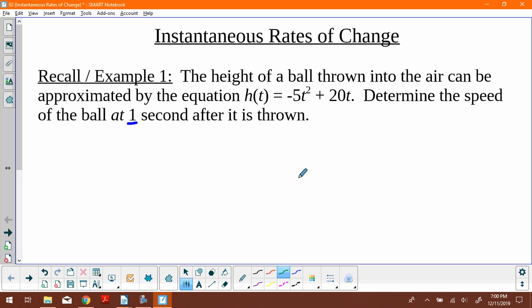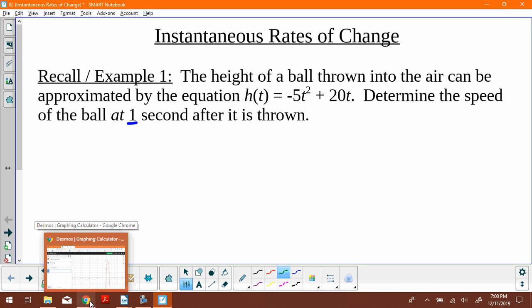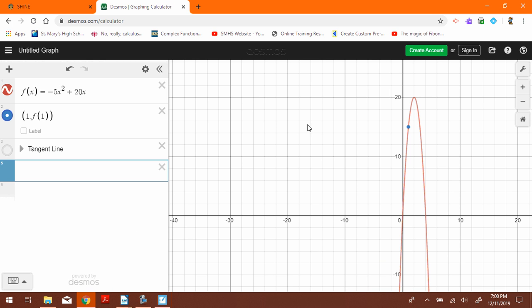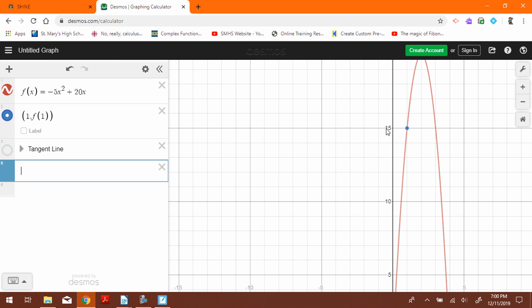So to show where this is going to come from, we're going to switch over to the graph of this function for a moment. Right, it's a quadratic, so I've got a parabola. It opens down. I've highlighted in blue my target point. I want to know what's the speed of the ball at this time. The location of the ball is 15 meters in the air, but that doesn't tell me how fast it's going.